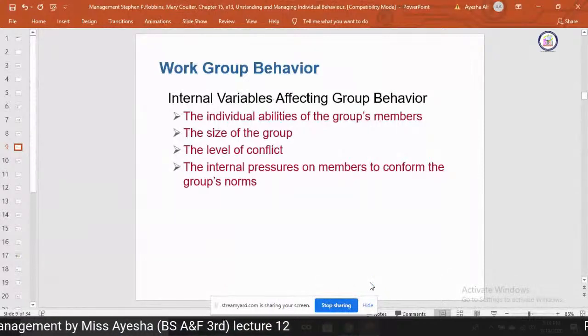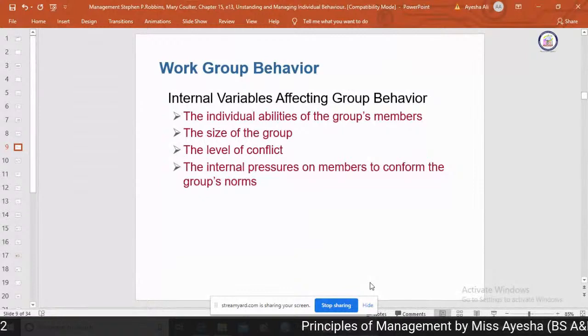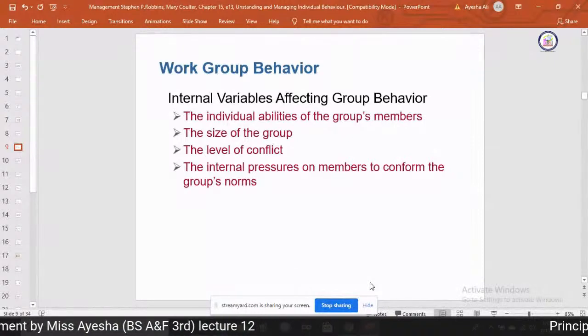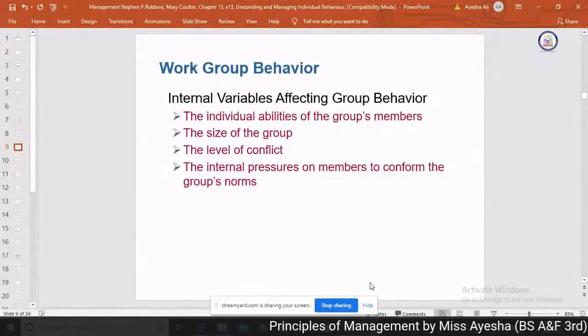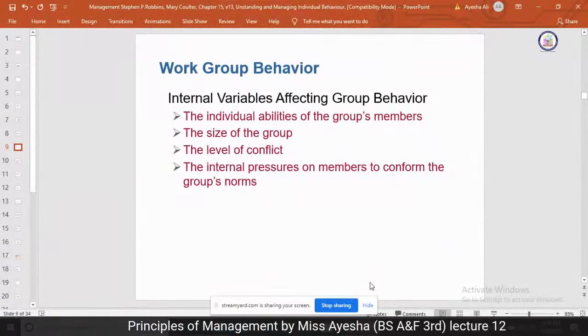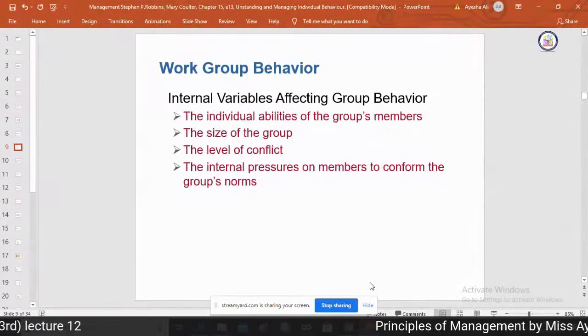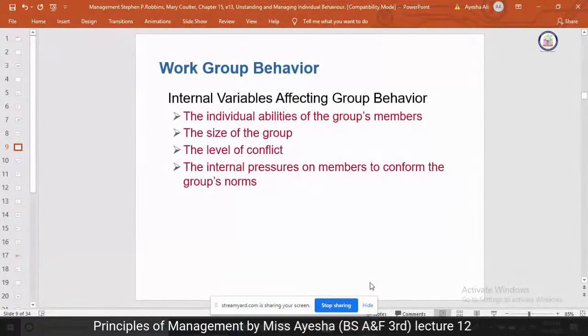And then the level of conflict. What is the level of conflict they are facing in the group? If the level of conflict is functional, so it is constructive, of course it leads to good performance, it leads to creativity, it leads to innovation. But if the level of conflict is dysfunctional, of course it decreases productivity and performance and distracts from the work and the target. So this is also important: what is the level of conflict in the group.